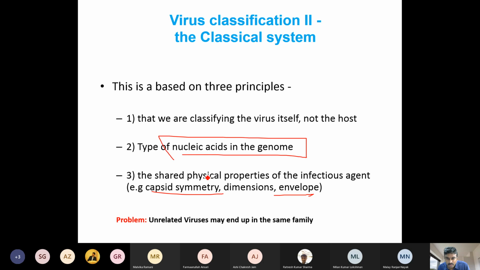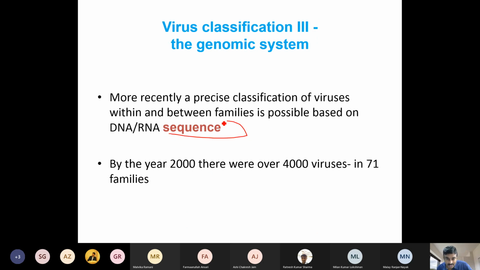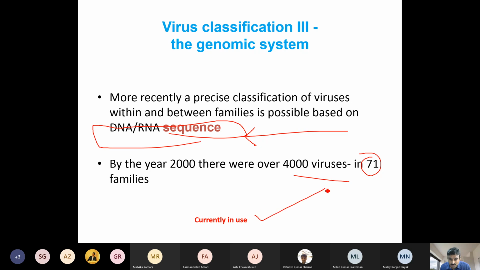This also is not good, because even if you look at the type of nucleic acid, whether it's enveloped or not, and the type of capsid, unrelated viruses may end up in the same family. So what do we use? Today we use something based on the DNA or RNA sequence, and on how closely they are related. There are over 5,000 viruses, and I think 73 families were described until a couple of years ago. They are classified by virus family, subfamily, and then there is further classification beyond that, which I'll tell you about in a bit. But today the virus classification system is completely based on the virus sequence and how closely they are related. This is the one currently in use.